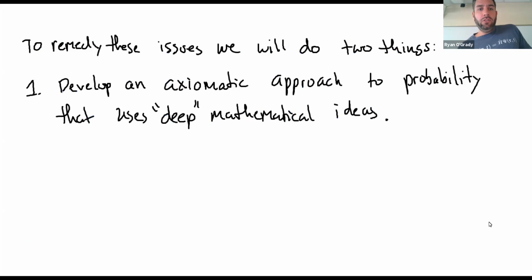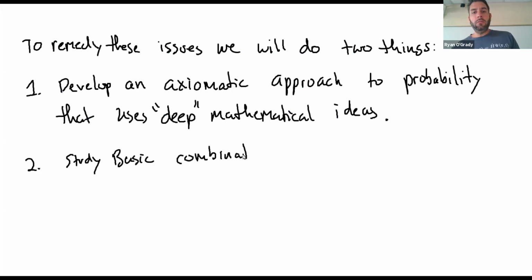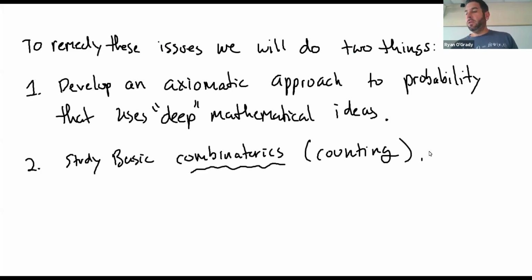Well, we're going to try to fix these issues by first developing an axiomatic approach to probability, and it's going to use some deep math ideas. And then the second thing we're going to do when the time is right is study what we call basic combinatorics. You could think of this as a fancy word for counting. But you can Google it if you want. You might learn some things.